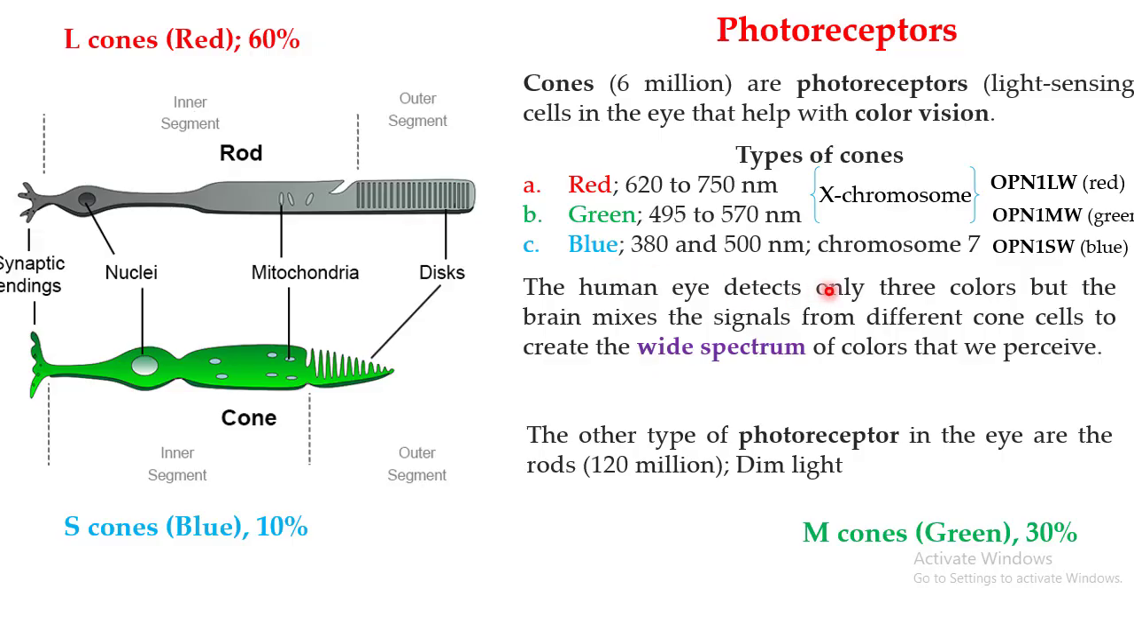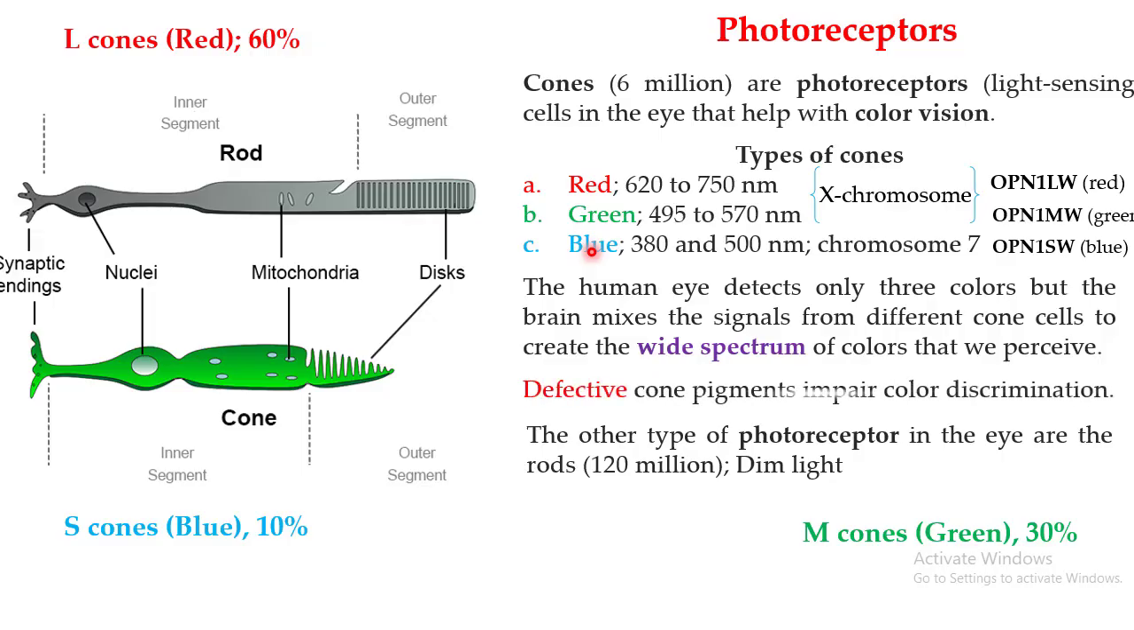But the brain mixes the signals from different cone cells to create a wide spectrum of the color that we perceive. Say, for example, if you look over here, there is no yellow cone. So what that means is that the brain is going to merge the color from different cones, and by merging them, it can give you the yellow color, or you can see the things as yellow.